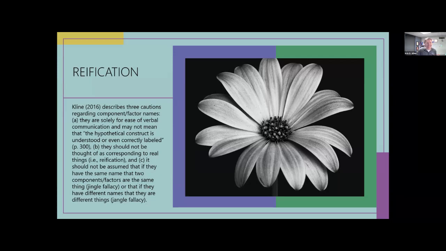But my favorite part is C. It should not be assumed that if they have the same name, that 2 components or factors are the same thing, the jingle fallacy, or that if they have different names, they are actually different things, the jangle fallacy. I don't know how this Klein came up with this, but jingle jangle is just the funniest thing I've ever heard when it comes to statistics, just because 2 things have the same names.